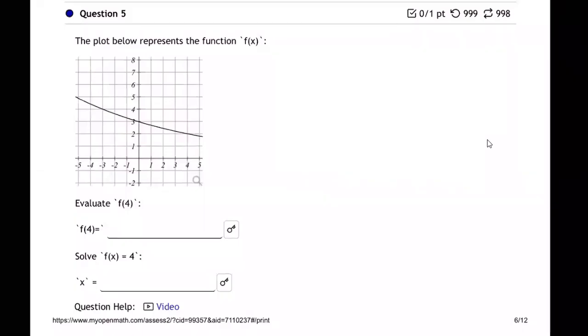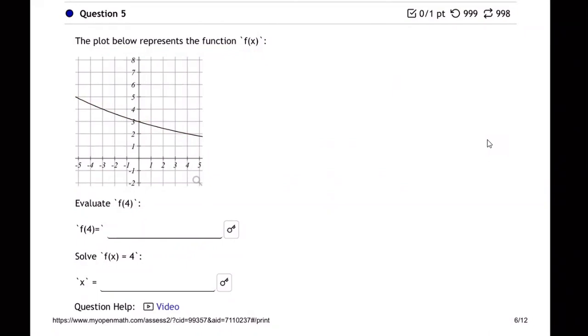Okay, so the plot below is a function f of x. This graph is f of x, and it's asking us to evaluate f of 4. It wants an answer here for f of 4. Notice they're not giving us a formula anywhere. They're just giving us this picture, this graph.